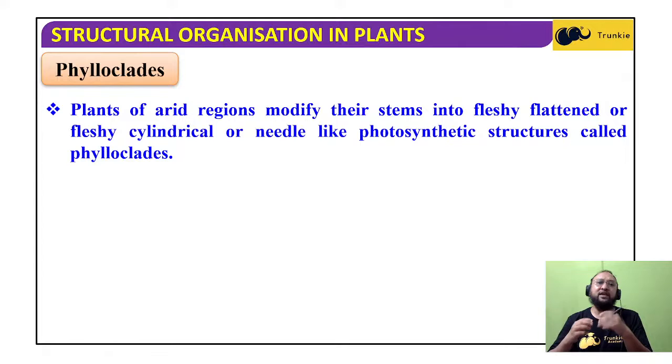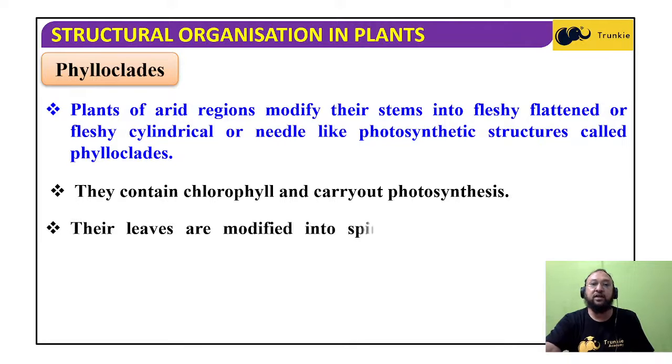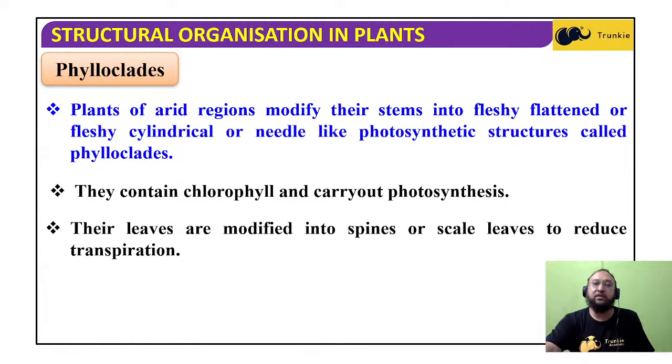in less availability of water. There are many different types of modification. One example is the phylloclades, which are fleshy, flattened, cylindrical, or needle-like photosynthetic structures. They contain chlorophyll and carry out photosynthesis, and you can see it in the picture also. The leaves are modified into spines or scale leaves to reduce transpiration. The leaves are reduced because leaves have a large surface area, the lamina, through which water is lost due to transpiration.